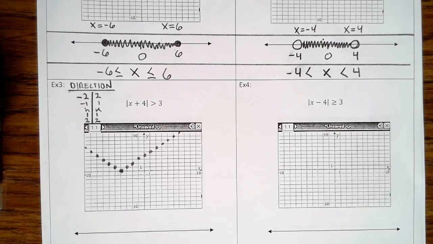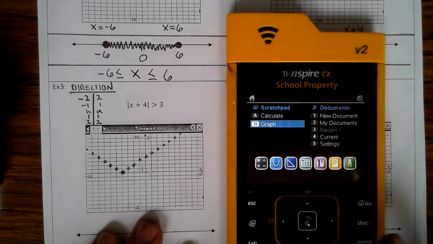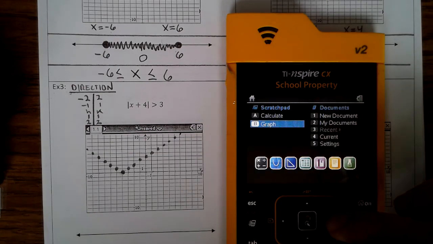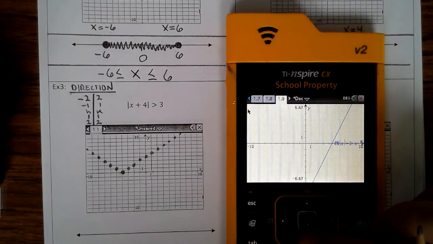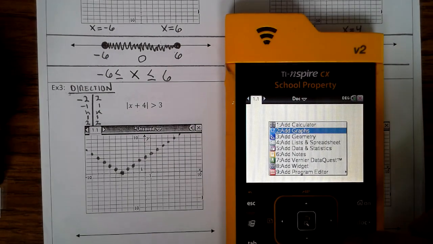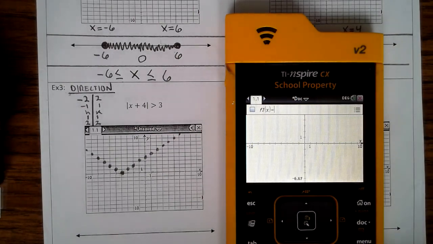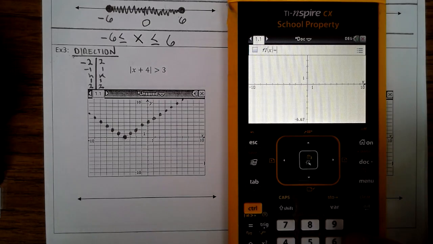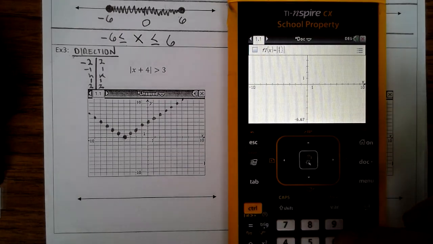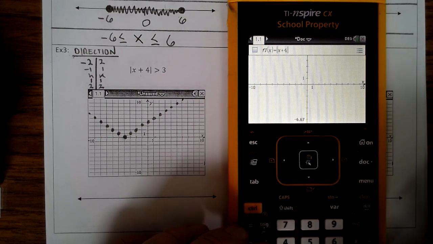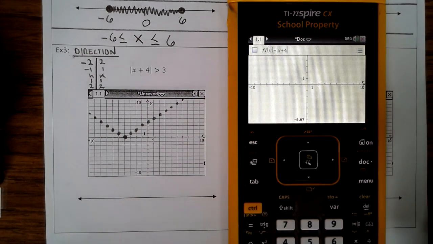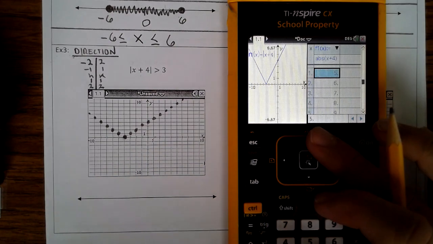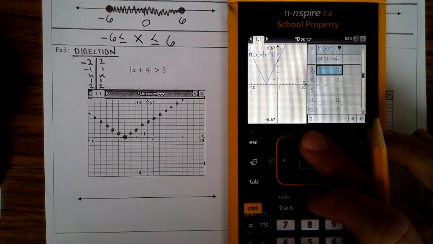Now, if you had trouble graphing by direction, you can also graph just using your calculator. Okay, so if you go to graph, and actually I don't like going to graph because there's stuff in there. I'm going to go to new document, no, add graph. And then to get the absolute value, we press the button to the right of 9. So that's this right here. And then we type x plus 4. And we're just graphing the left side, so we press enter. Press Control T, and then I can get my point. So go all the way to negative 10.